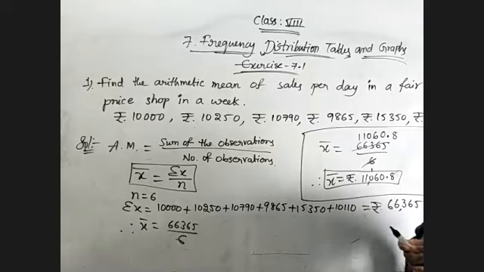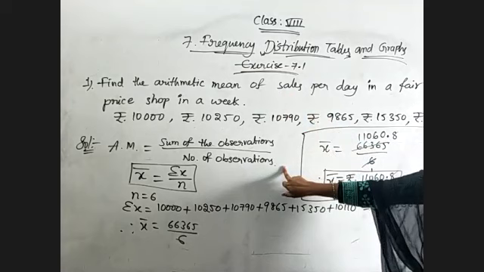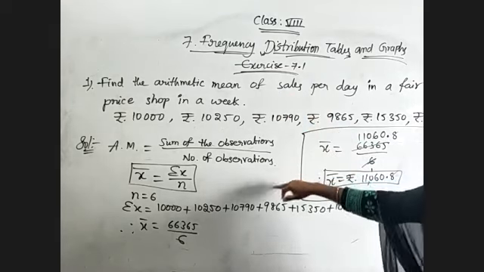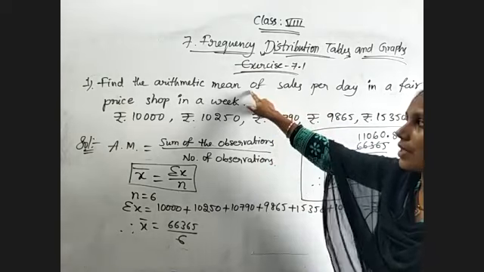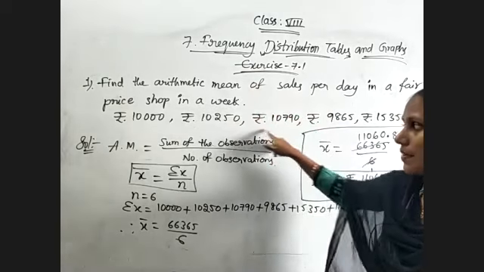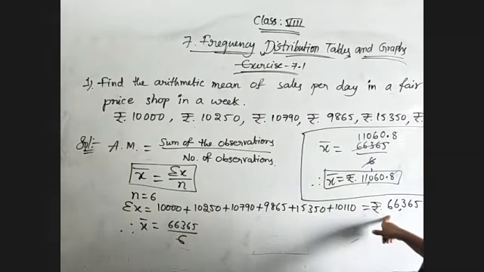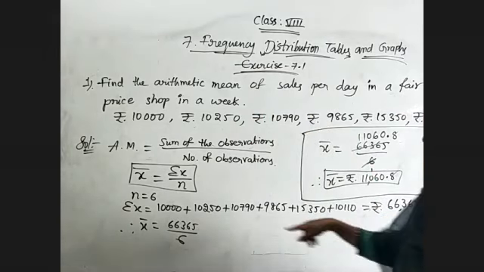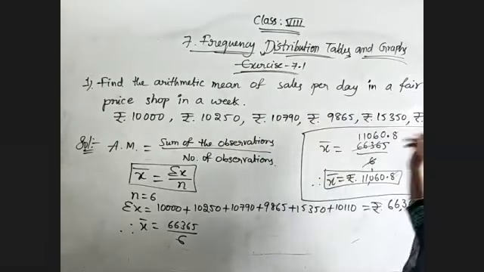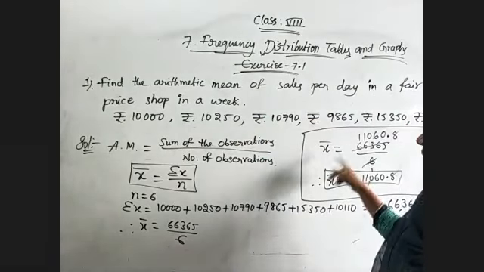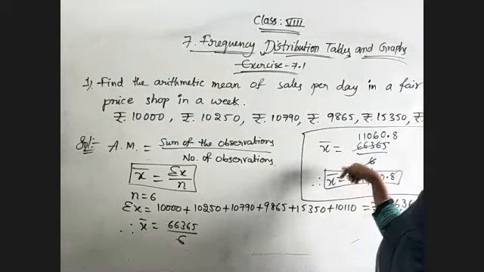Once again, observe the question. Whenever you are getting mean, you just need to use the formula sum of the observations by number of observations, and according to the question what you need to find. Here they are asking to find the arithmetic mean only, and observations we have. So first of all, find the sum of the observations, and we got 66,365, and number of observations are 6: 1, 2, 3, 4, 5, 6. So dividing the sum by the number of observations, we will get the mean.